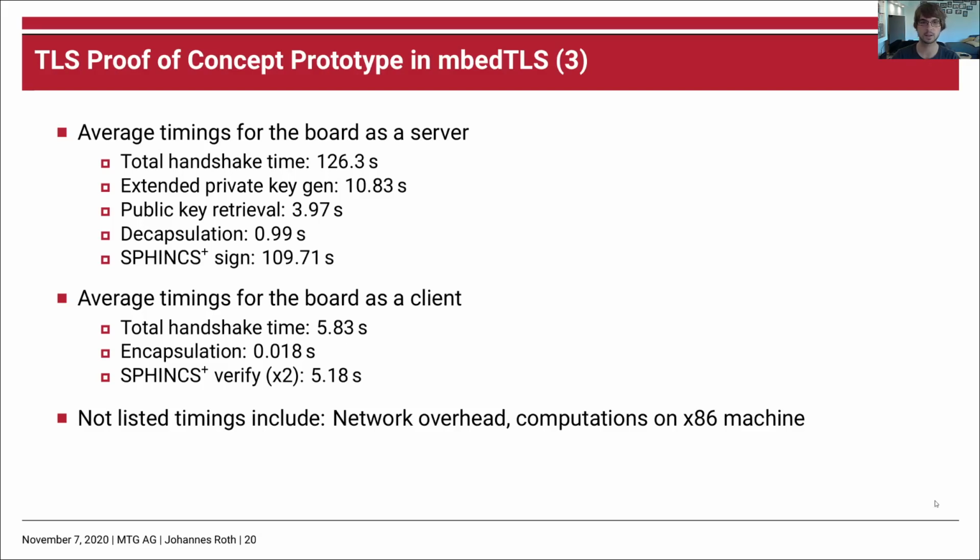Not included in this list are the network overhead for sending or receiving the data and the computations on the x86 machine. For the average timings of the board as a client, we have a total handshake time of 5.83 seconds. And the encapsulation operation is actually quite efficient, so it's only 0.018 seconds. Again, the Sphincs+ operations make up the majority of the time, so it's 5.18 seconds. We actually have to verify two signatures, one signature for the certificate and the other signature for the ephemeral key that is signed by the server.